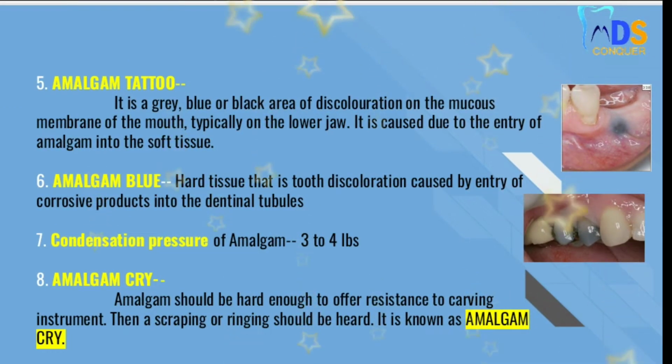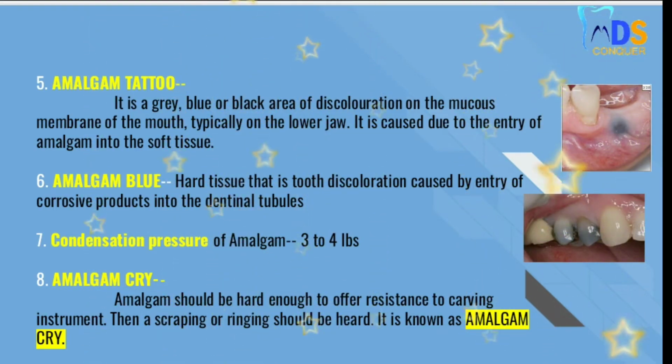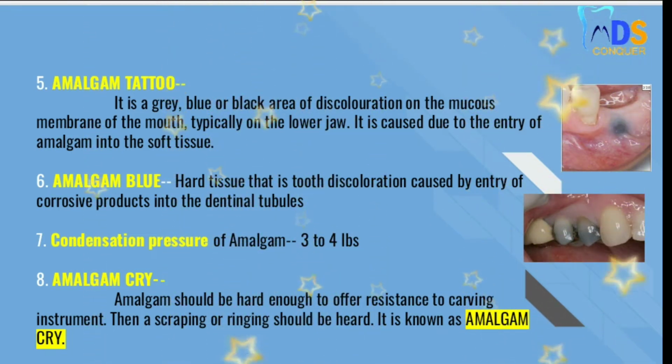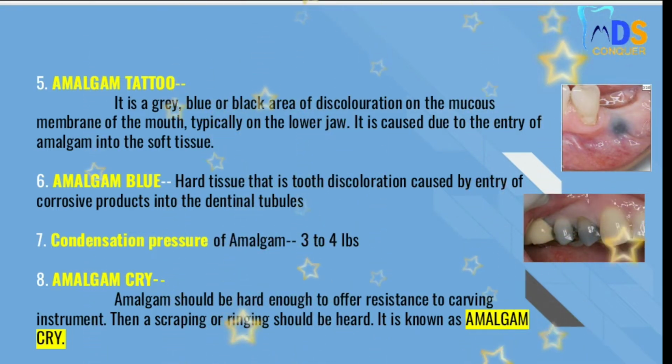Point number 5, what is an amalgam tattoo? It is nothing but a grey, blue or black area of discoloration on the mucous membrane of the mouth, typically on the lower jaw. It is caused due to the entry of amalgam into the soft tissues.